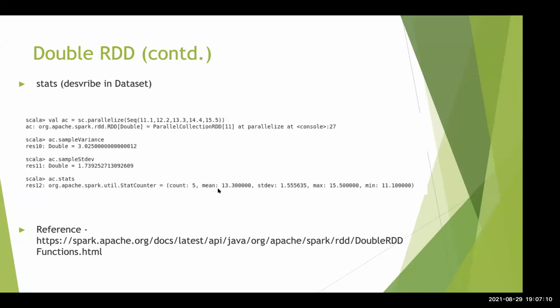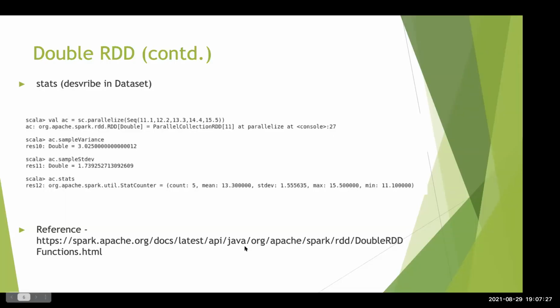So is this limited to doubles or any RDD dealing with numbers? These methods, sample variance, sample standard deviation, or stats, are double RDD only. If you have an RDD of some other type and you try to invoke them, it won't work. It will give an error. And you can see the details of double RDD on this link. All the functions are mentioned here.